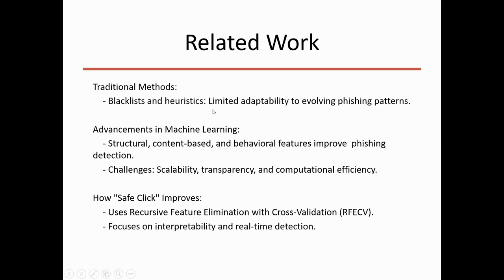Coming to the related work, phishing detection has evolved over the years. Starting with the traditional methods like blacklists and heuristics, let's talk about blacklists. Blacklists are lists of websites that are already known to be dangerous for phishing. If a user tries to visit one of those websites or URLs, the system blocks or alerts them. However, blacklists have a limitation: they can only stop the websites that are already identified as bad, but not the new modified ones.